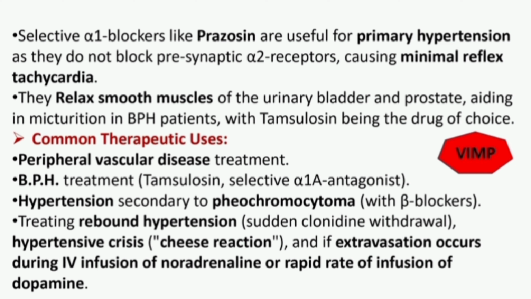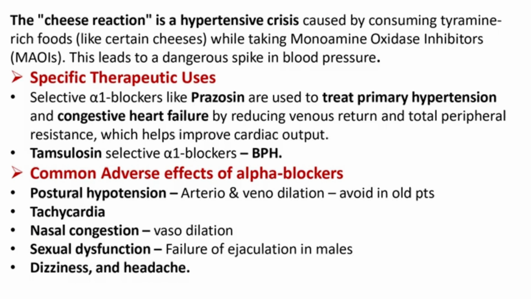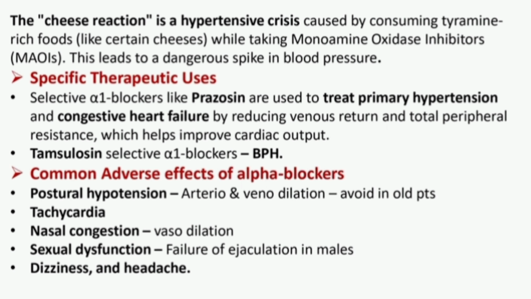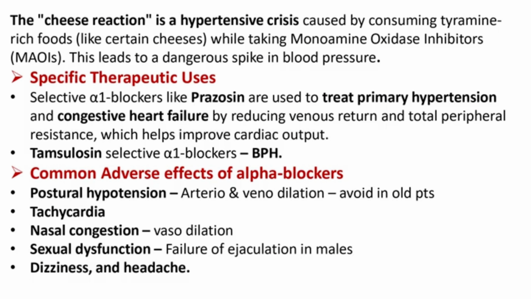And the next one I just mentioned, what is cheese reaction? We already mentioned it's a hypertensive crisis. Cheese reaction is mainly caused by consuming tyramine-rich foods like certain cheeses. Some cheeses contain high amounts of tyramine. While taking them with monoamine oxidase inhibitors, MAO inhibitors, it will lead to a dangerous spike in blood pressure. This is called the cheese reaction. Very important point. Please note this point.